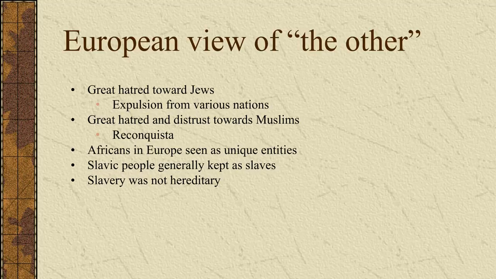Slavic people were also kept as slaves. That's where we get the English term slaves from. So Slavic people are from Eastern Europe, Russia, Poland, Romania, Ukraine. That region are the Slavic people.